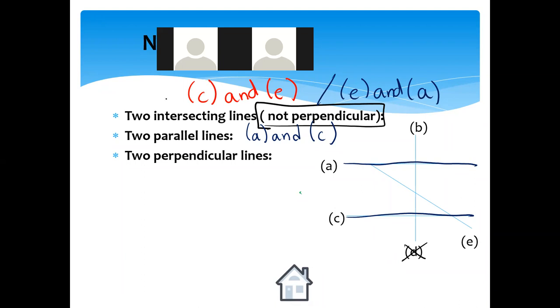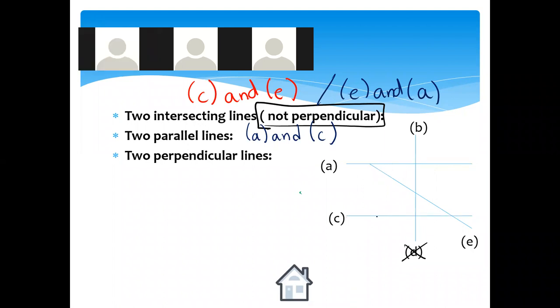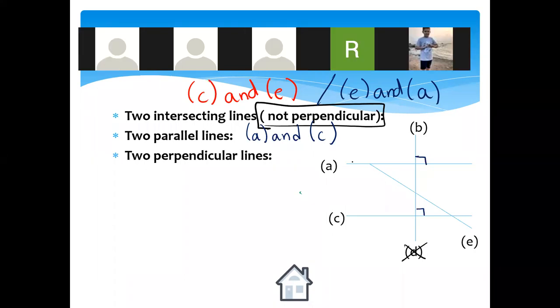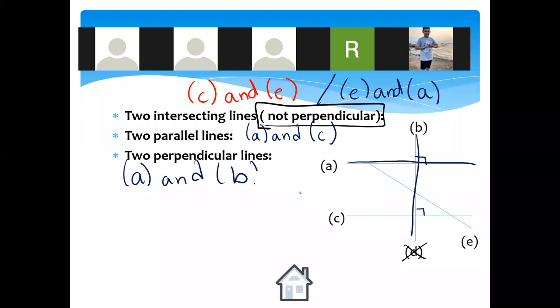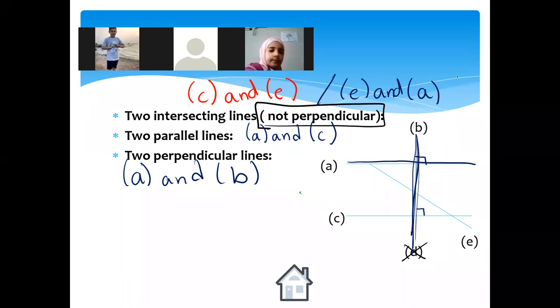Hassan Farhat, now name two perpendicular lines. We still have less than one minute. Quickly, Hassan. A and C. No, A and C are parallel, opposite to each other. B. Teacher, can I say A and B? Excellent. A and B form a right angle like a plus. Amal, name another two perpendicular lines.